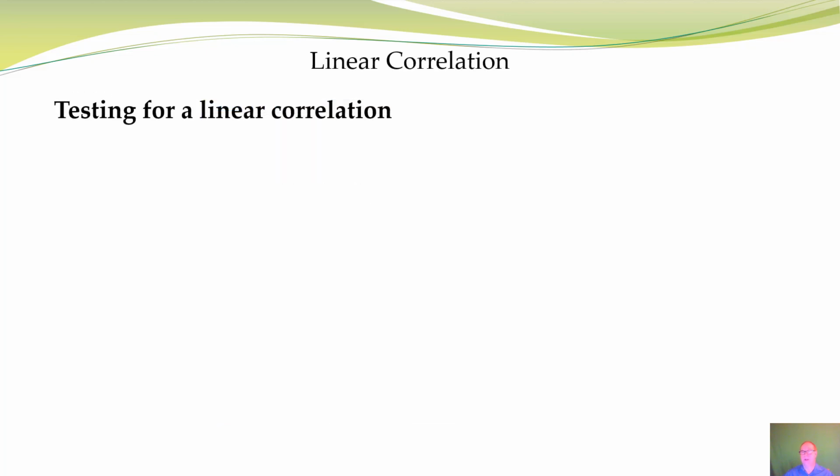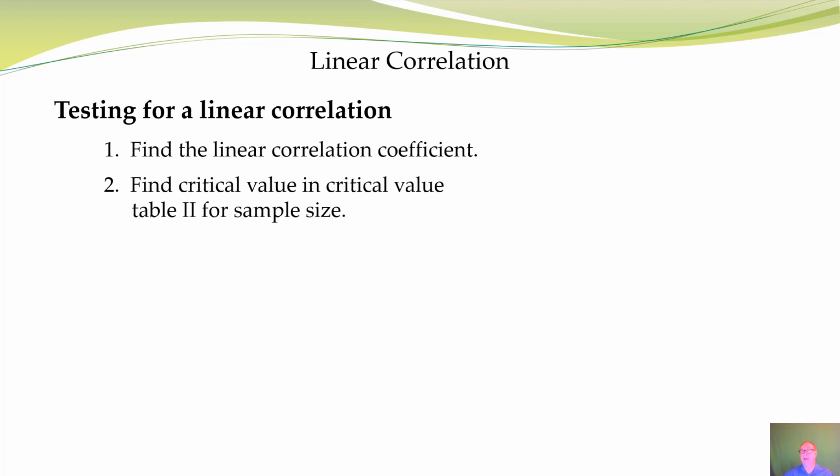Testing for a linear correlation. Just because StatCrunch gives you a linear correlation doesn't mean one exists. We need to test it. First, you're going to find the linear correlation coefficient. Second, you're going to find a critical value in critical value table 2 for a sample size. Now, this table will be in the problems where you need to use it. You would click to open it.